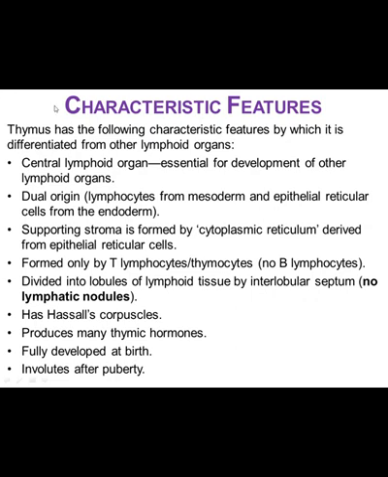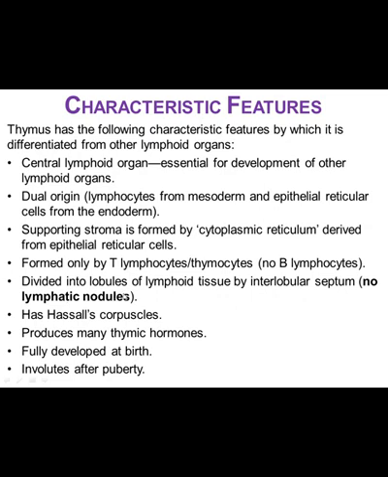Now we come to the characteristic features of the thymus. By these characteristics, we can differentiate it from other lymphoid organs. As we know, this is a central lymphoid organ and is essential for development of other lymphoid organs. It has dual origin. Its lymphocytes take origin from mesoderm and epithelial reticular cells from endoderm. The supporting framework is formed by the cytoplasmic reticulum, which is derived from the epithelial reticular cells. The thymus is formed only by T lymphocytes, which are called thymocytes. There are no B lymphocytes.